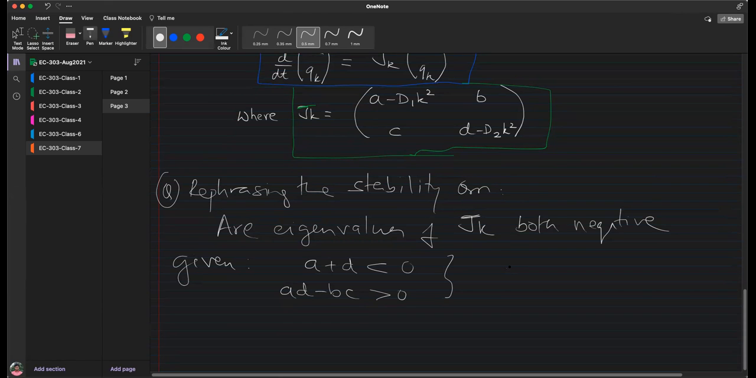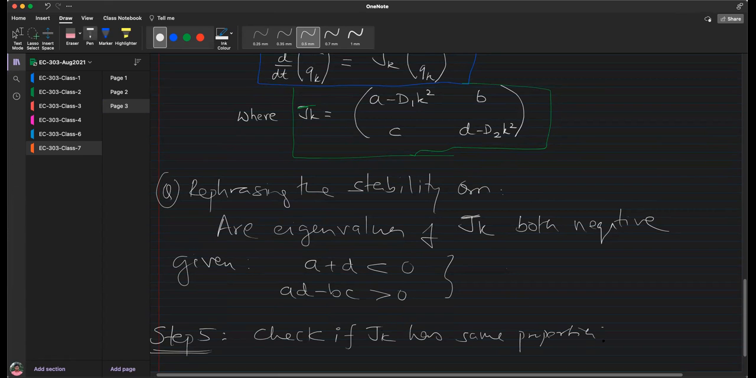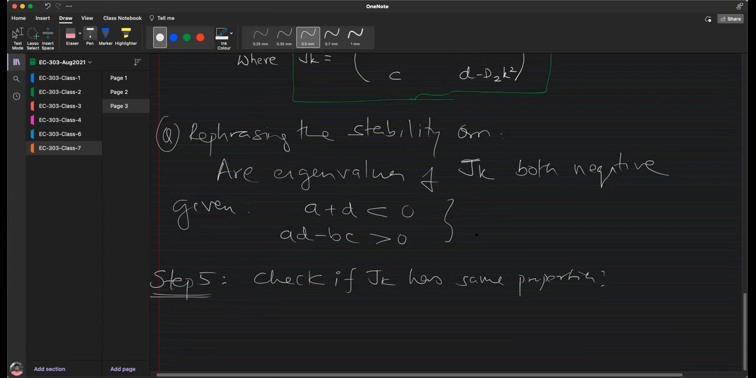So we have come this far. Let's now see what happens. That comes to step 5 that I want you to work on now. You need to check if JK has the same properties.